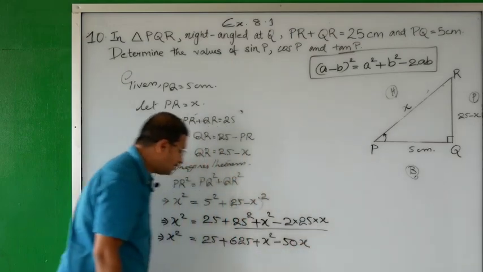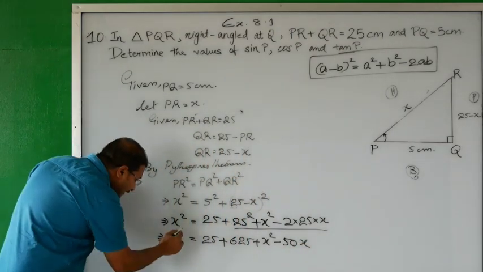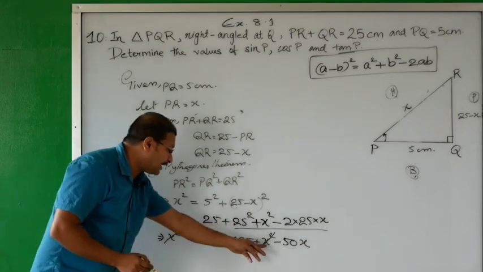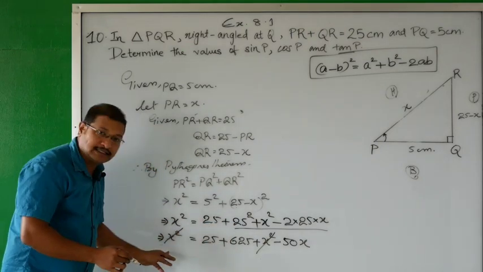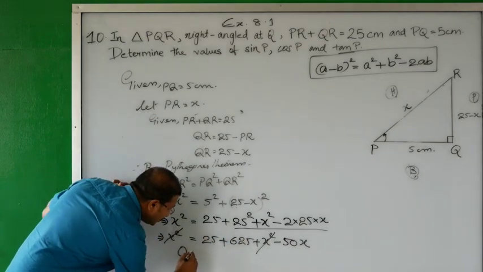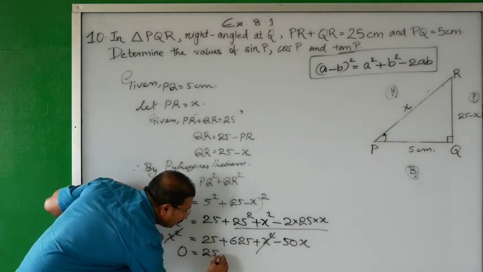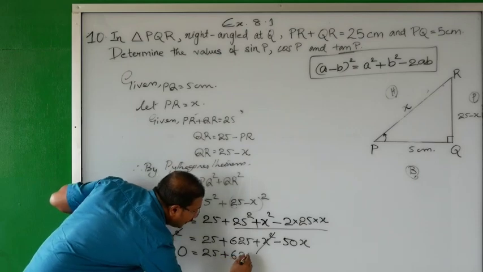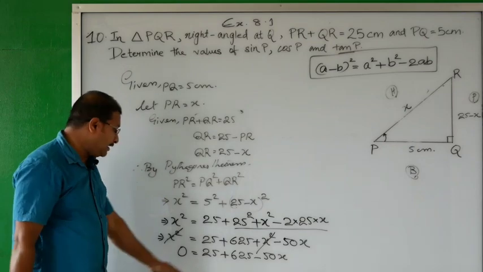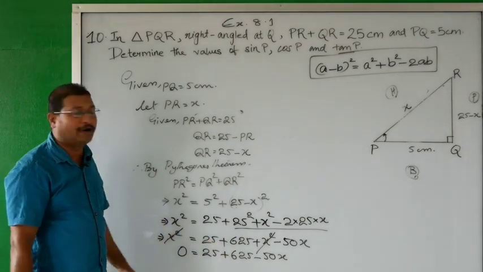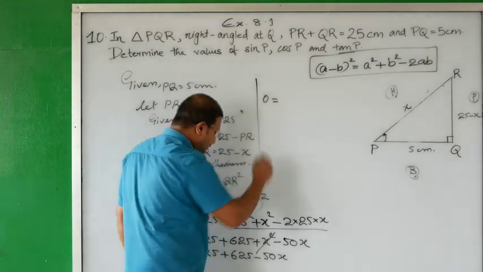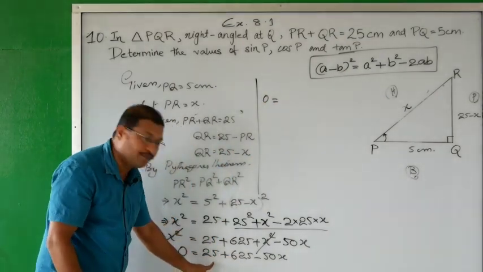50 X. Now, both sides, X square plus X square will cancel. Because if you carry X square to this side, it will become minus. That means X square minus X square is 0. That means you got it now. 0 equals 25 plus 625 minus 50x. Ready? Now 625 plus 25. See? 0 equals 625 plus 25.